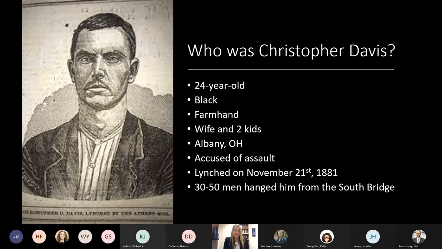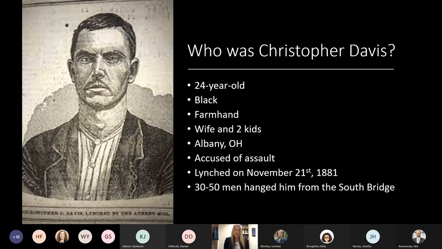For my thesis, I used the lynching of Christopher Davis as a case study to exemplify characteristics of lynchings across the United States. I just want to begin with, who was Christopher Davis? He was a 24-year-old Black American, a farmhand. He had a wife named Kenzaya, who he liked to call Issa, and two kids, a three-year-old daughter named Roberti and an infant son named Silas. He lived in Albany, Ohio in Lee Township.